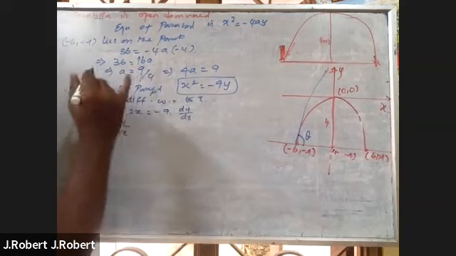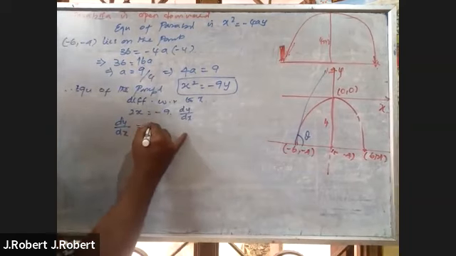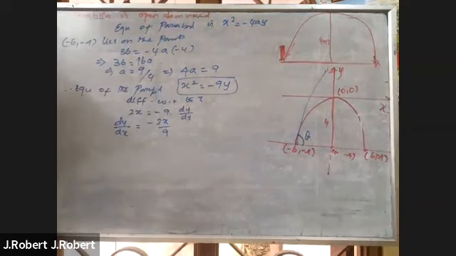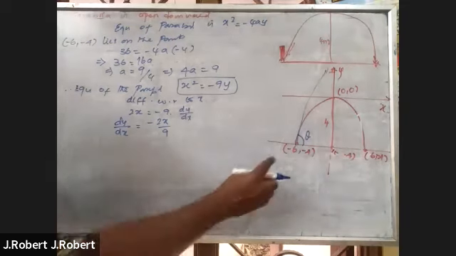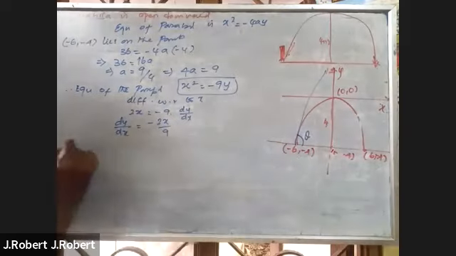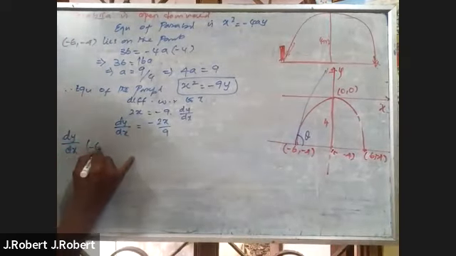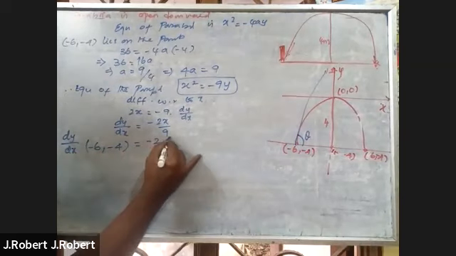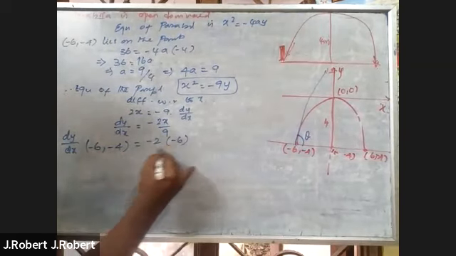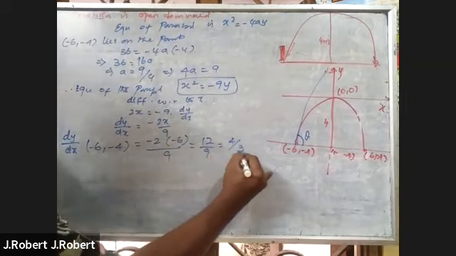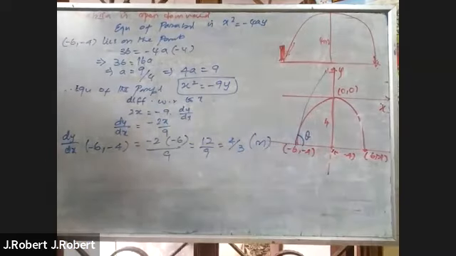Your dy by dx is equals to minus 2x divided by 9. Correct? So your dy by dx is equals to minus 2x divided by 9. எங்க இந்த ஸ்லோப்பை கண்டுபிடிக்கணும்? At point minus 6 comma minus 4. Therefore we want to find out dy by dx at minus 6 comma minus 4. Minus 2 into minus 6 divided by 9, which is equals to 12 by 9, which is equals to 4 by 3. Say this is called slope m.